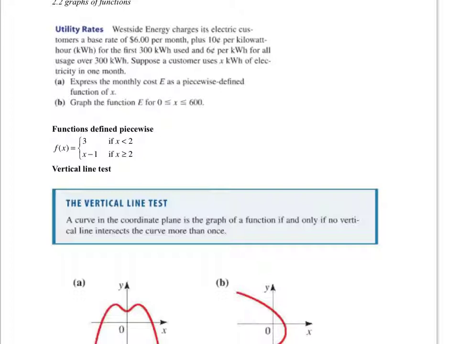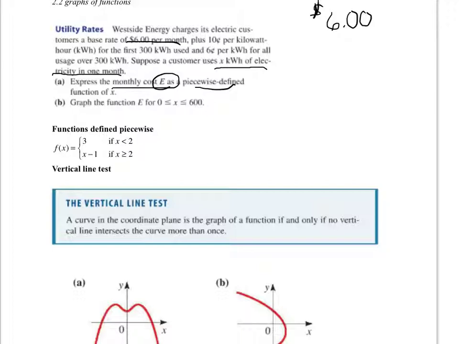And so we want to express that monthly cost as a piecewise function. So this problem is not impossible. x is the number of kilowatt hours of electricity that's used in 1 month. So let's suppose that we want to find out what the monthly cost E is, and it's going to be a piecewise defined function. It depends on how many kilowatt hours we have, because we have a base rate of $6 per month. So everybody pays $6 per month. So I'll just write $6.00.